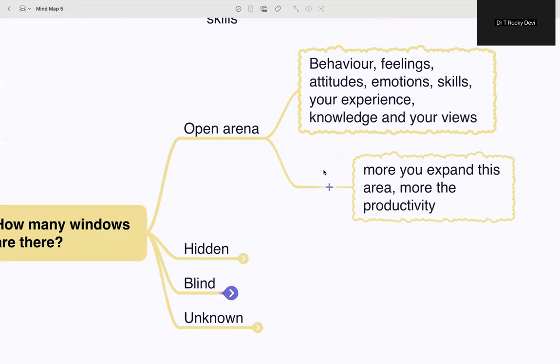Open arena is about your behaviors, your feelings, your attitudes, your emotions, skills, your experience, your knowledge, and your views, what others know about it. The more you expand this area, the more productive you will be in your workspace, in your life. Because others will know how you are going to respond to a particular situation. When others are aware of it, they will also act accordingly. So when others know about you, they will know how to move along with you, and that will make your relationship with others better.